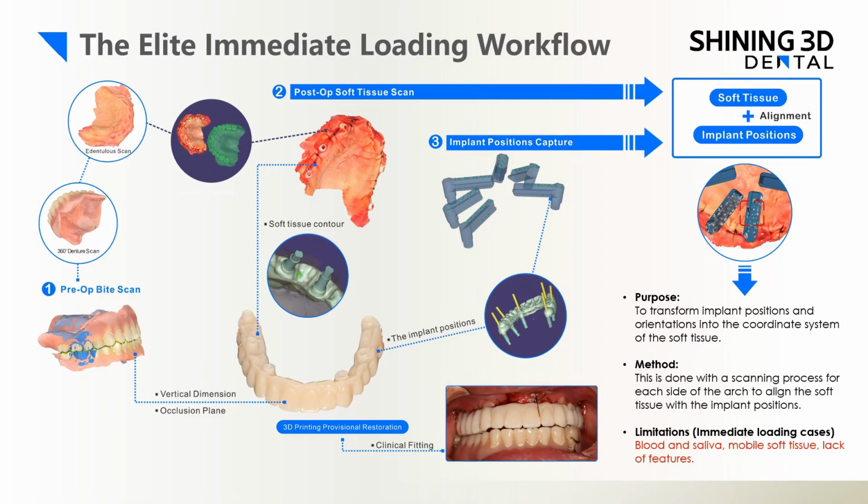implant positions. Finally, we need to align all the data to the same coordinate system to transform implant positions and orientations into the coordinate system of the soft tissue. We conduct a scanning process for each side of the arch to align them. Blood and saliva as well as mobile soft tissue make the alignment process challenging in immediate loading cases, especially for the mandible, which lacks features for alignment.